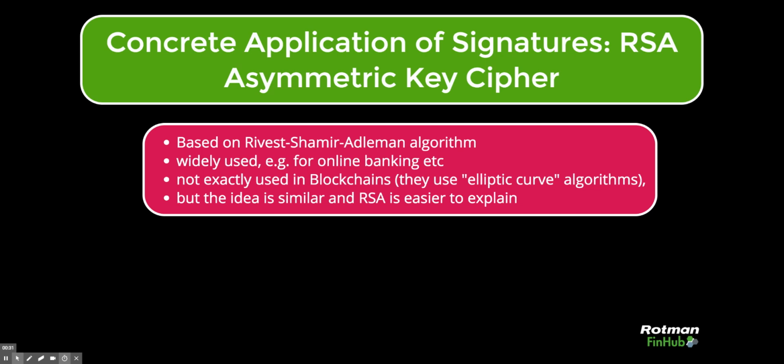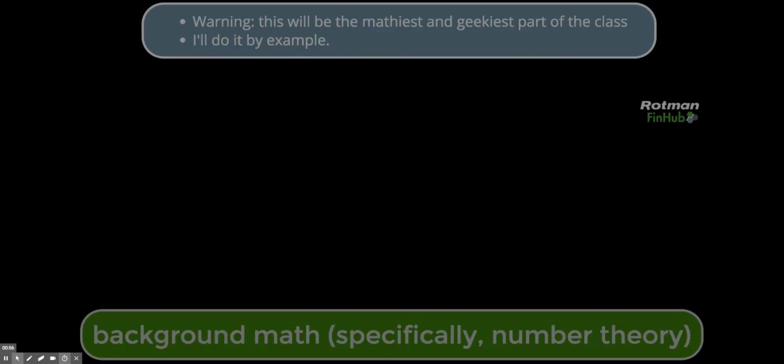So what I'm going to show you is how the RSA asymmetric key cipher works. It was invented by Rivest, Shamir, and Adleman, three professors from MIT. It's quite widely used. For instance, you use it whenever you use online banking. But to be very honest, it's not something that is used in blockchains directly. They use something called elliptic curve algorithms. Those are similar, but RSA algorithms are slightly easier to explain. So this is why I go with that.